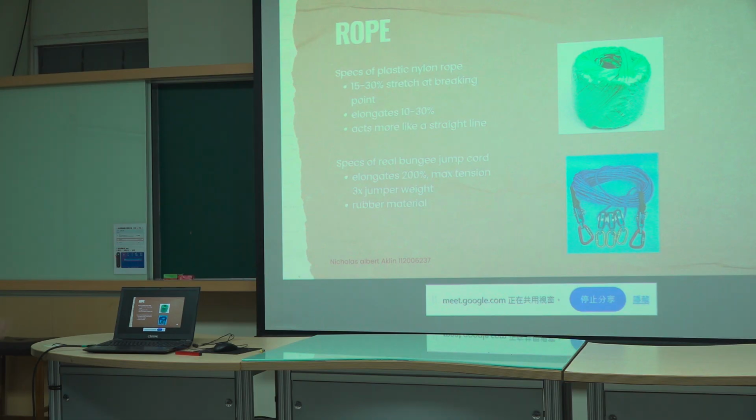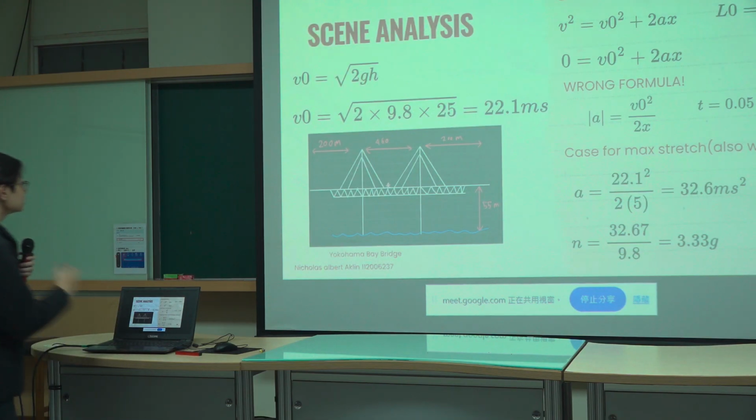So what's different from a bungee jump cord? A bungee jump cord usually can extend about 200 to 500% of its normal length, and the material is also rubber. So this is the scene analysis.